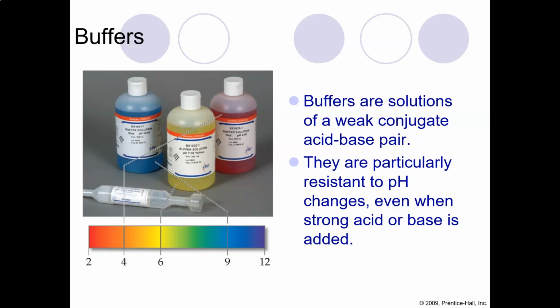So buffers are really important, not just in the pharmaceutical industry, but that's one example of why they're really important in biological processes. Most things that are alive are very pH dependent. If the pH changes too much, they're not alive anymore. So buffers are super important.